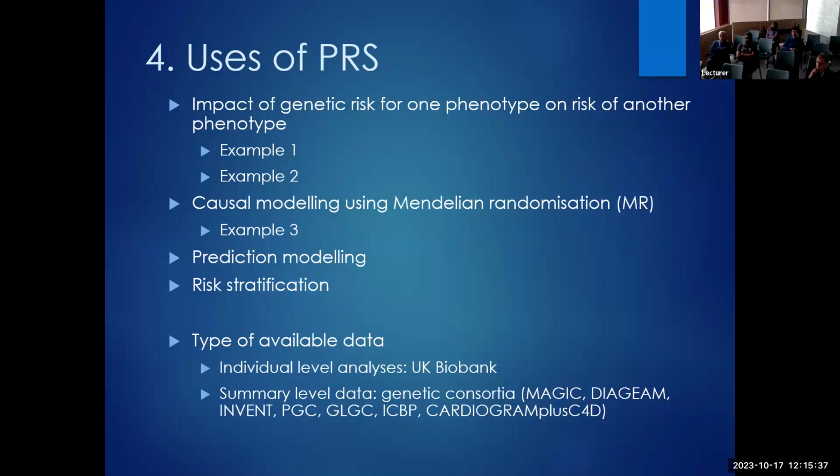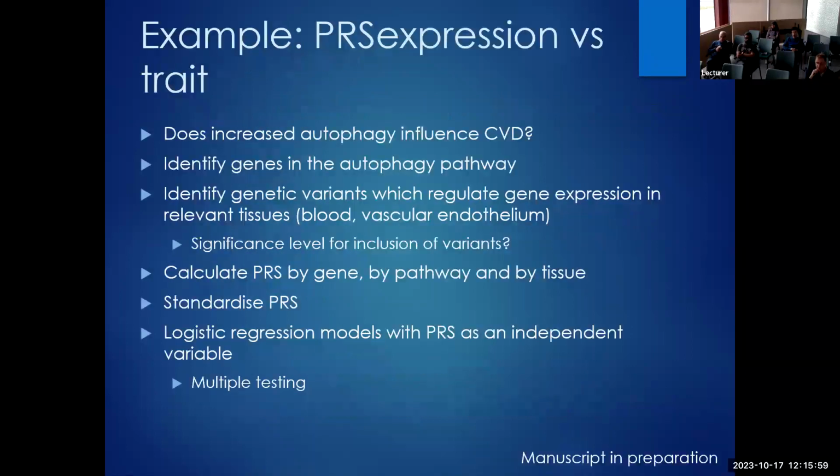It depends a bit on which type of data you have. If you have individual level analysis, so if you have UK Biobank, you have all the individual data, you can adjust the models for all the covariates you want. Alternatively, if you're using summary level data from genetic consortia, you have their analyses and just the results. So 1 sample or 2 sample methods.